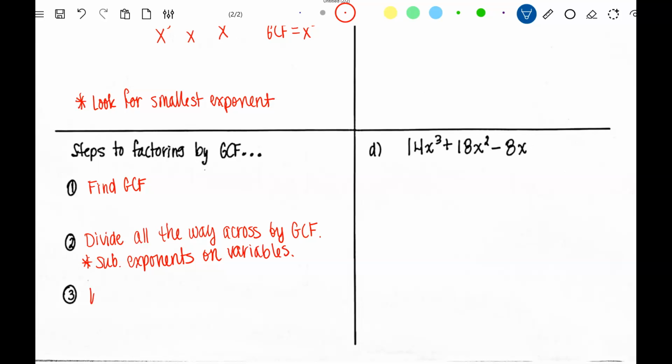And then we're going to write the answer as a multiplication problem. And it's going to look like this: the GCF, and then in parentheses is what's left after you divide.